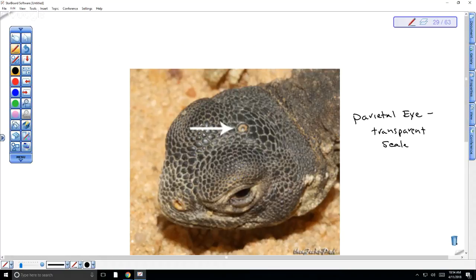So when we look at our eye, because we don't have a transparent scale on the top of our eye or a third eye in the middle of our forehead, we actually have our optic nerve. So the optic nerve stimulates in us, stimulates the pineal gland.